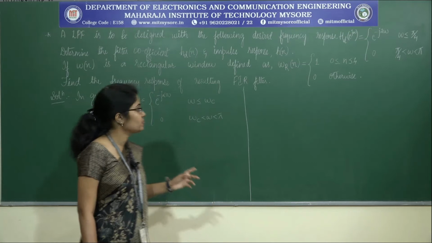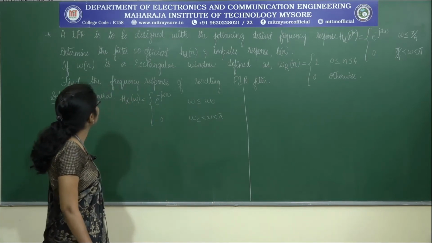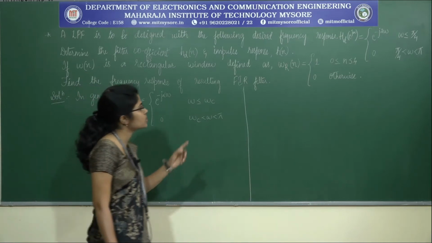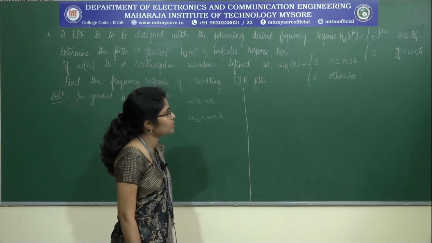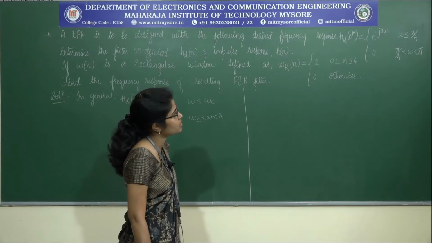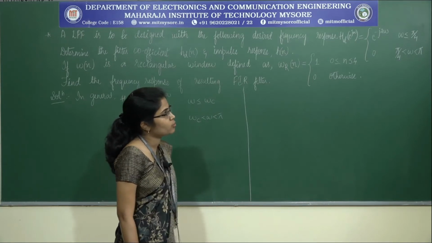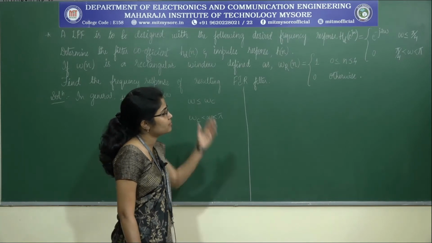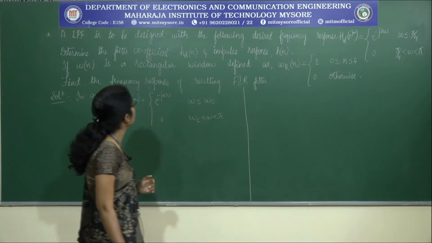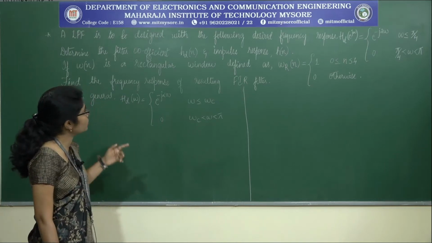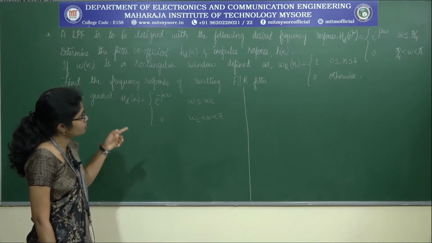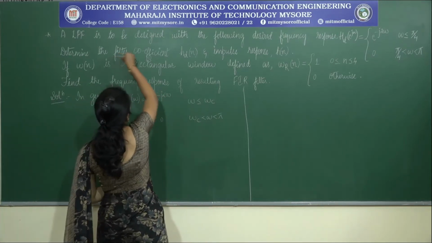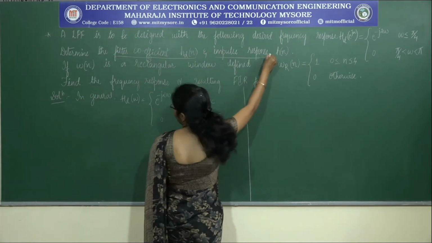The second problem which we are going to solve is a low pass filter is to be designed with the following desired frequency response Hd of e power j omega, which is equal to e power minus j 2 omega, where omega is less than or equal to pi by 4 and it will be 0 for the rest of the condition. So determine the filter coefficient Hd of n and impulse response h of n. We need to find out two quantities, this and this.